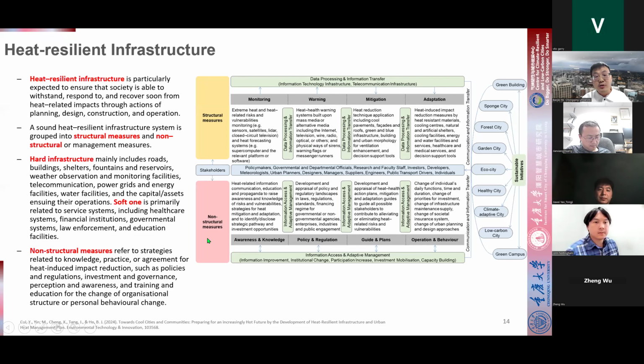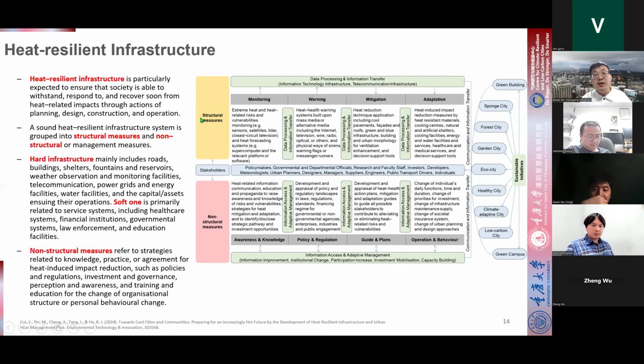And for the non-structural measures, it is like the awareness change, the knowledge improvement, and also the change of the operation and the change of the behavior, and also the guides and the plans and the policy and the regulations and so on. This also passes different information to different stakeholders, different paths associated with the urban heat challenges.